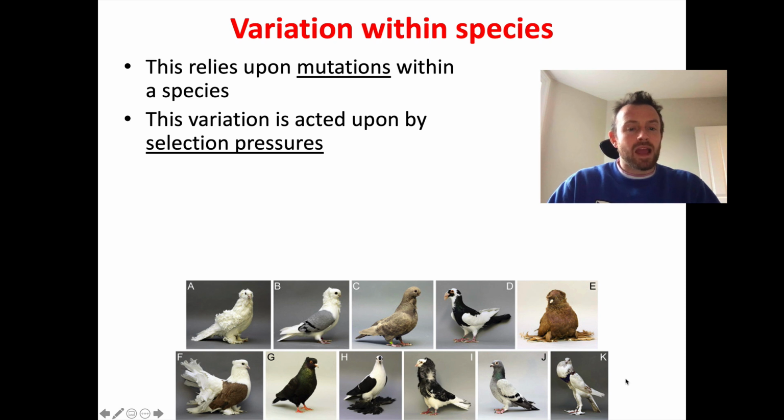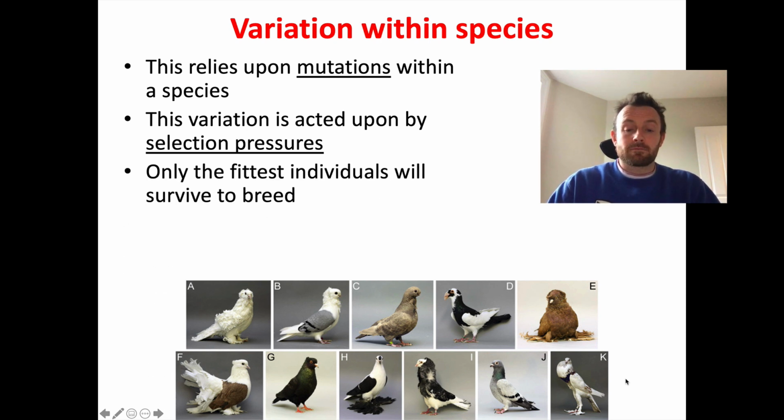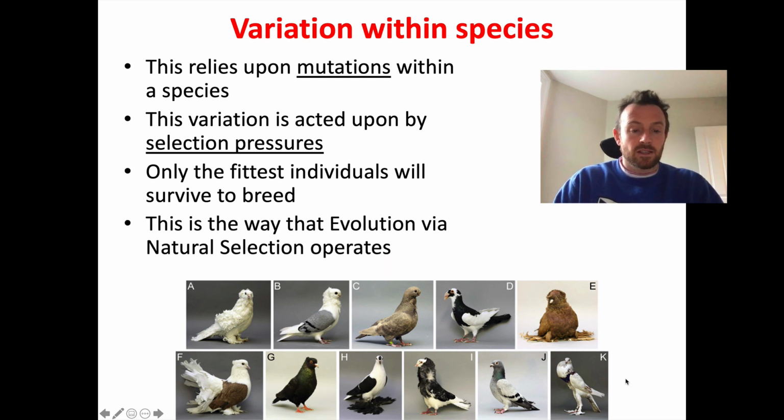The variation may be acted upon by selective pressures, and eventually only the fittest individuals will survive to breed. So this is the way that evolution via natural selection operates, and we're going to look at the mechanisms for this in more detail in a lesson in about 2 lessons time.